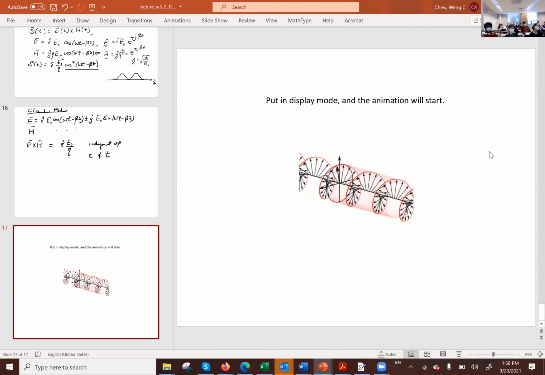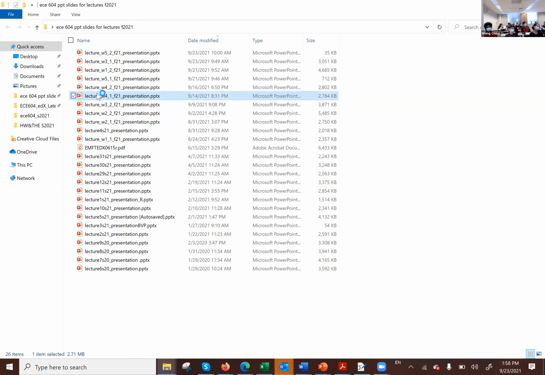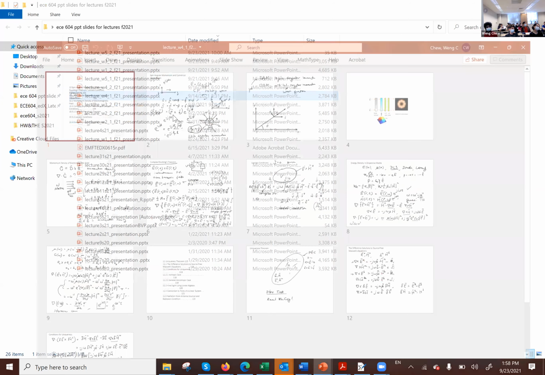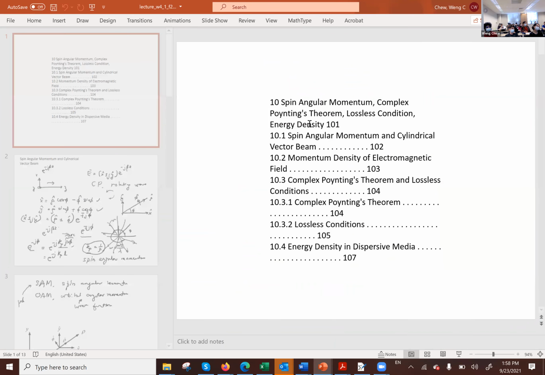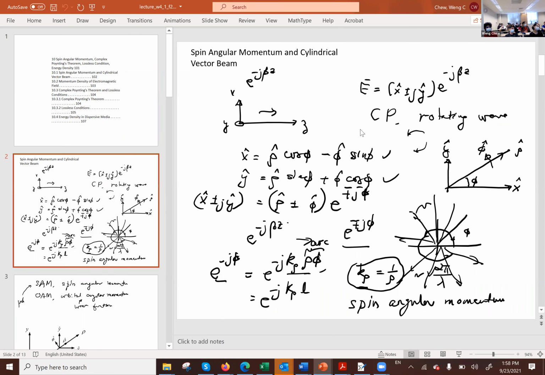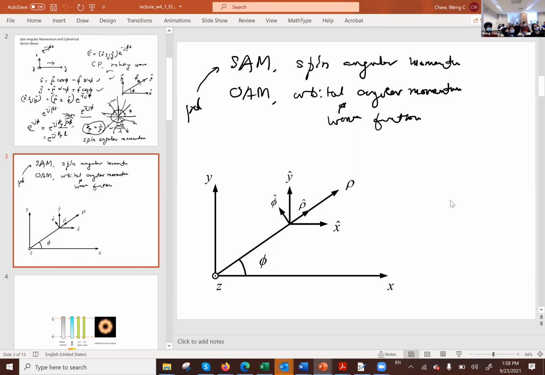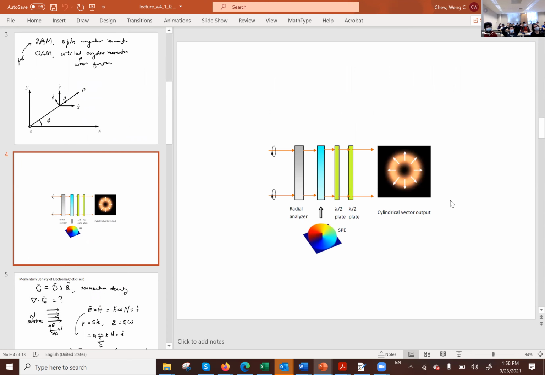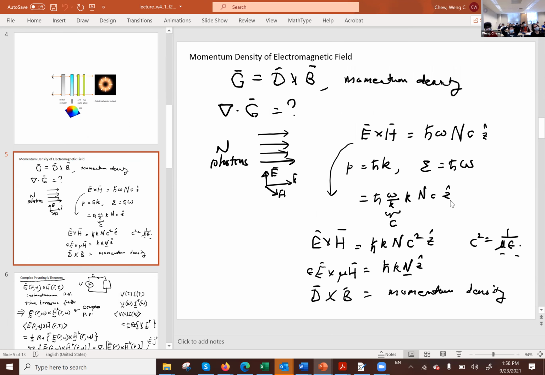Let me go to the next one then. The next one should be lecture four. We talked briefly about CP and how it's been used as a hot topic in optics now. One of the hot topics in optics is to study angular momentum, spin angular momentum, as well as orbital angular momentum of light. And so light can have both orbital and spin angular momentum. So we went through a brief study of what momentum is.